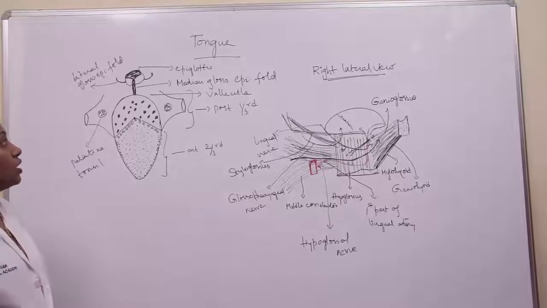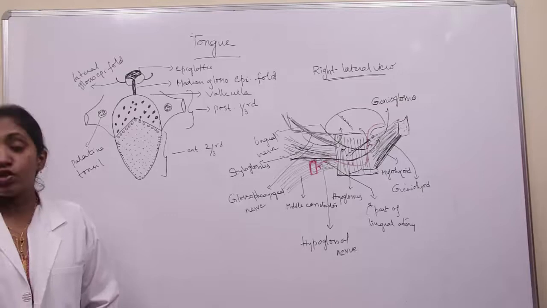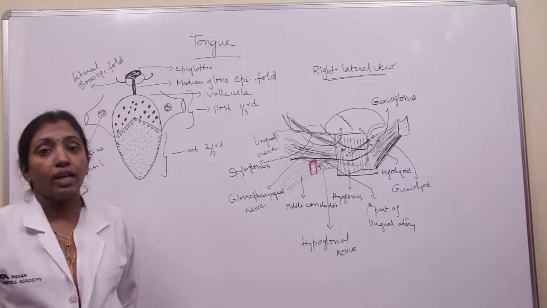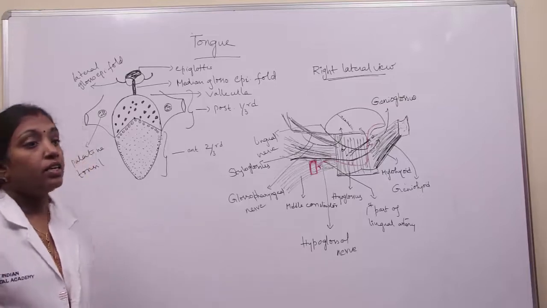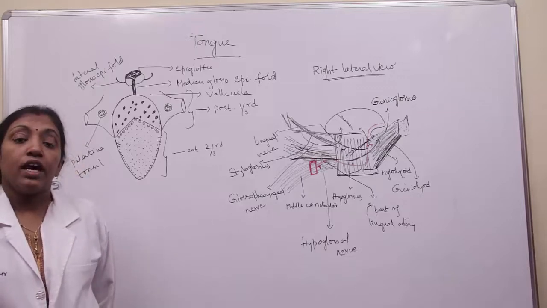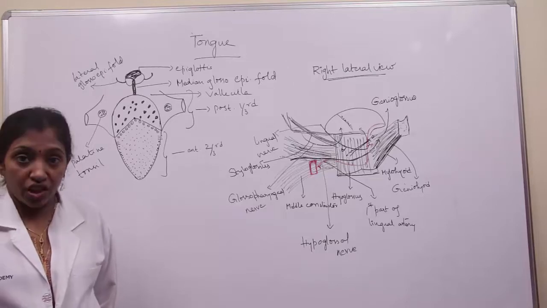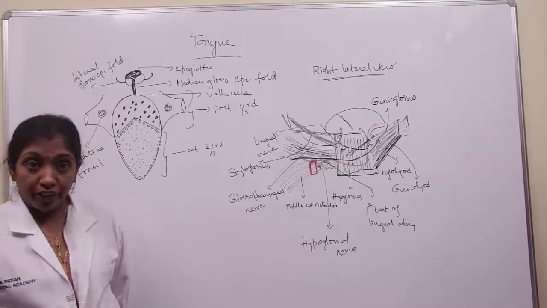So, coming to the tongue, the tongue is a conical muscular organ situated in the floor of the oral cavity. Coming to the functions of the tongue, it helps in speech and also in mastication, and it is an organ of taste.